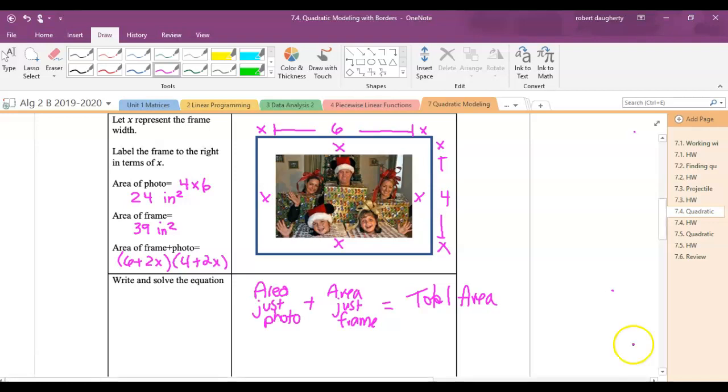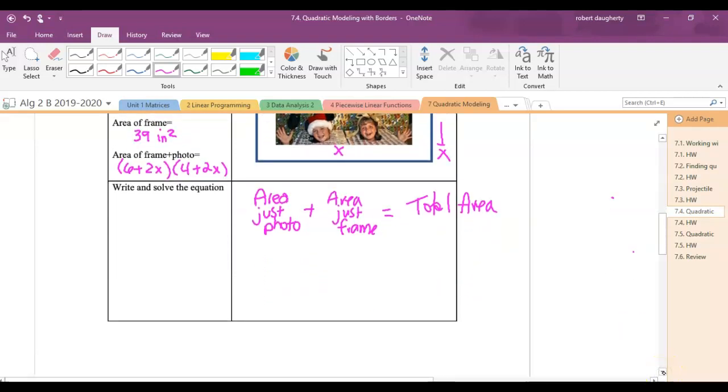So now this sets up nicely to an equation. I'm going to have 24, that's the area of just the photo, plus 39 is equal to 6 plus 2x times 4 plus 2x. What kind of equation is that?